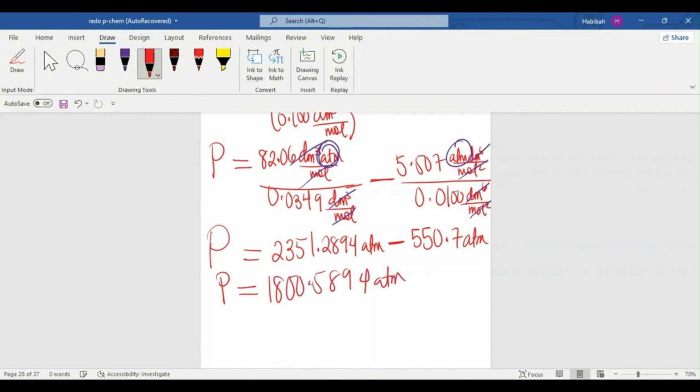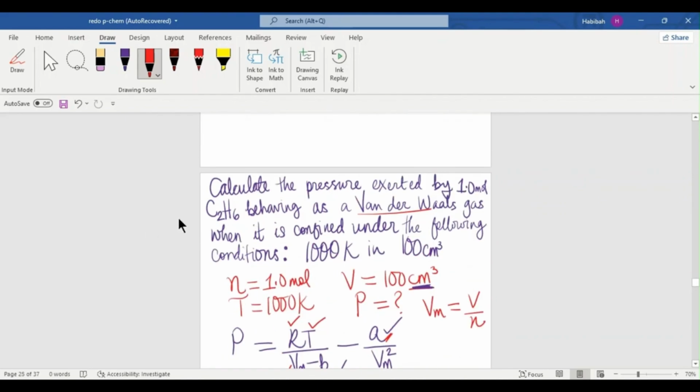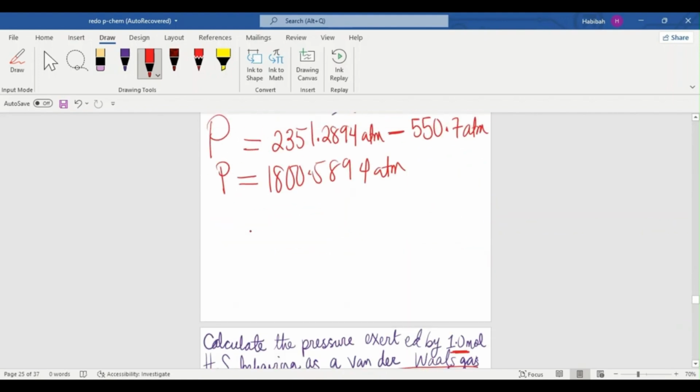And of course, in chemistry, we can't just put this information and say this is our answer. We have to put in the lowest number of significant figures based on the raw values we're given in the question. So going back up top, we're given the number of moles, 2 sig figs. Then we have temperature, which is 4 sig figs, and volume, 3 sig figs. So the lowest number is 2 sig figs. That means our final answer has to be in 2 sig figs.